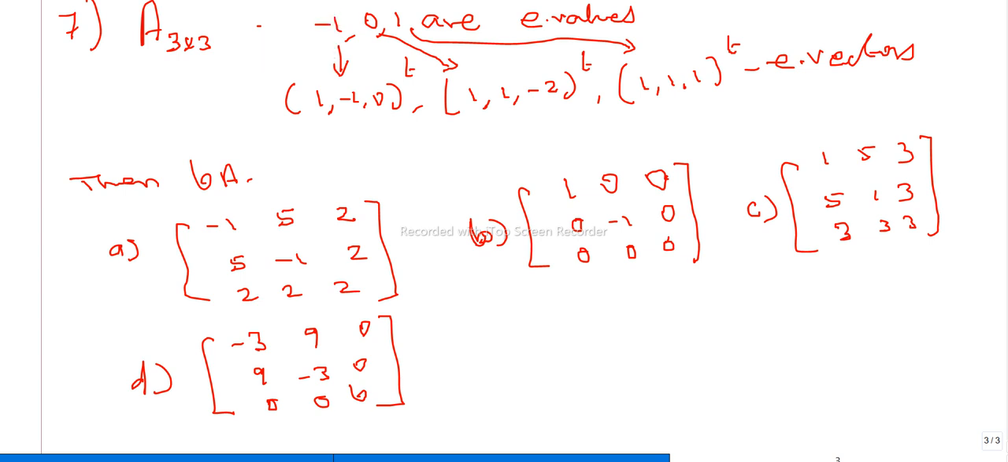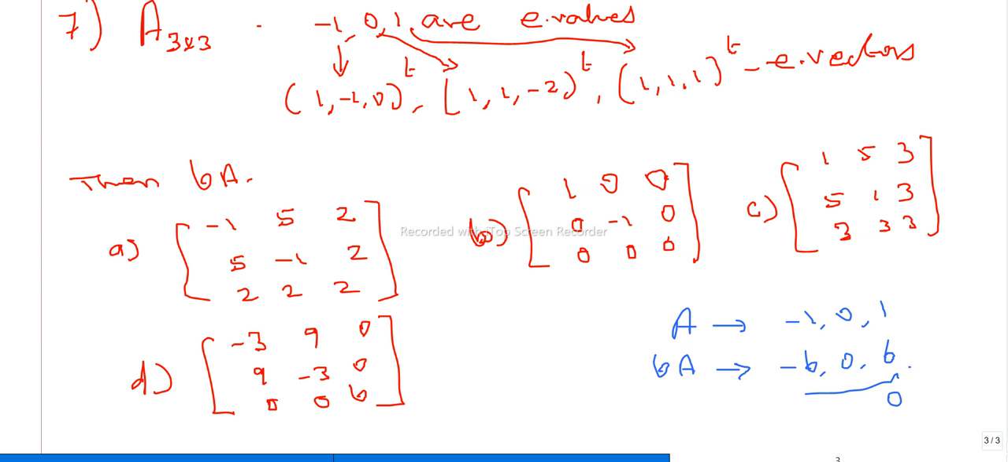You know the eigenvalues of A. The eigenvalues of A are minus 1, 0, 1; the order is very important. What are the eigenvalues of 6A? You multiply by 6, therefore minus 6, 0, 6. Now the sum of the eigenvalues of 6A is nothing but the trace of the matrix. Now you find the trace of every matrix. If you sum the eigenvalues, you get 0.